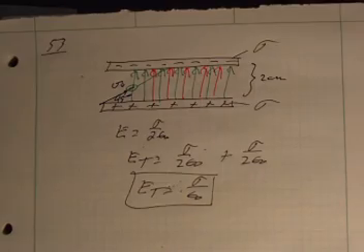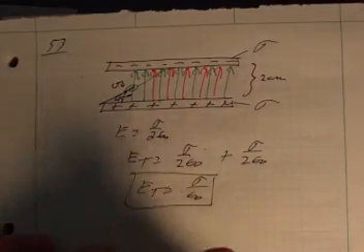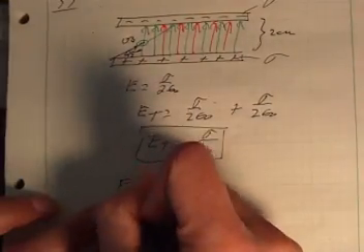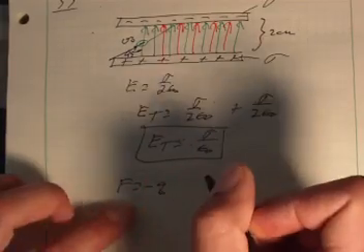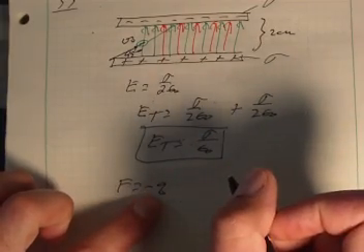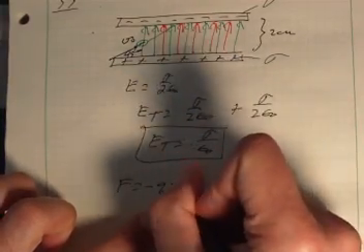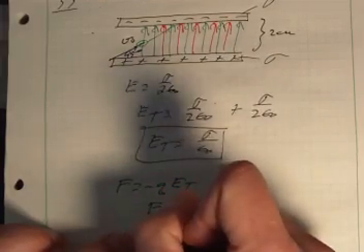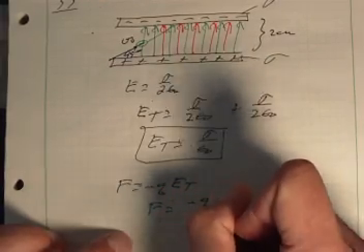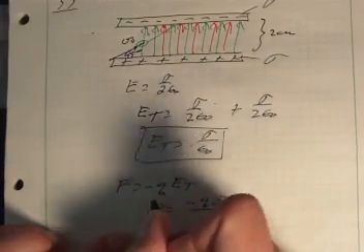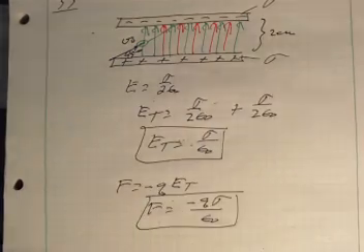Well, it's in an electric field. So the force that the electron is going to feel is going to be minus Q, because it's a negative charge electron, times the electric field, E total. So the force it's going to feel is going to be minus Q times sigma over epsilon. The electron will feel a force now.